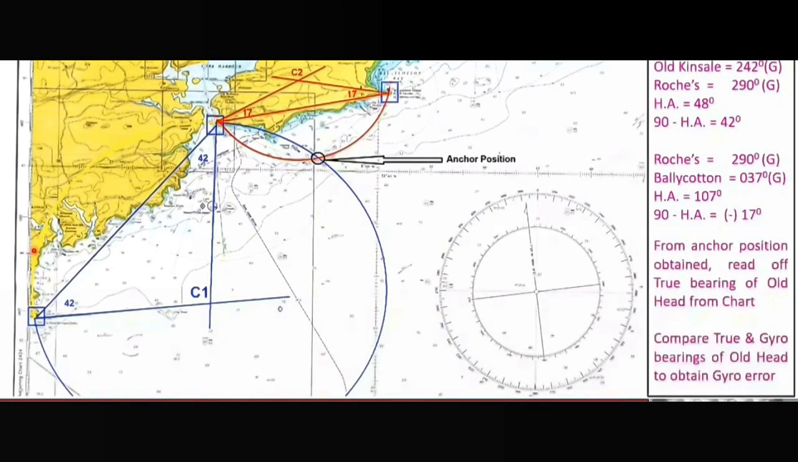Now comparing the true bearing of the Old Head of Kinsale read off from the chart with the Old Head of Kinsale gyro bearing of 242 degrees provided in the question, that can give us the gyro error as required by the question.